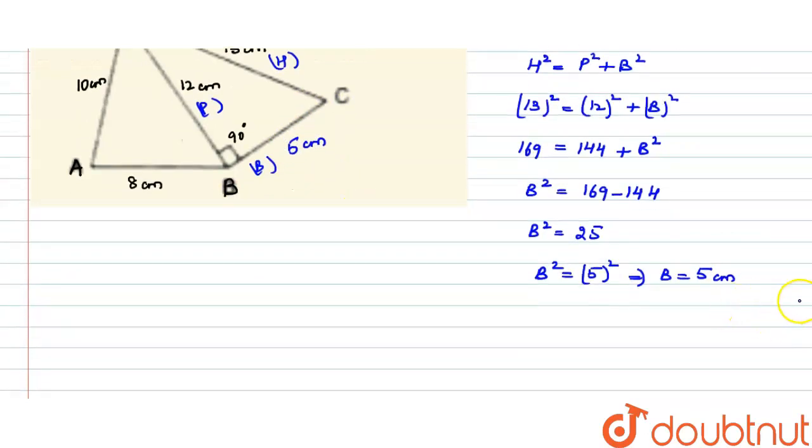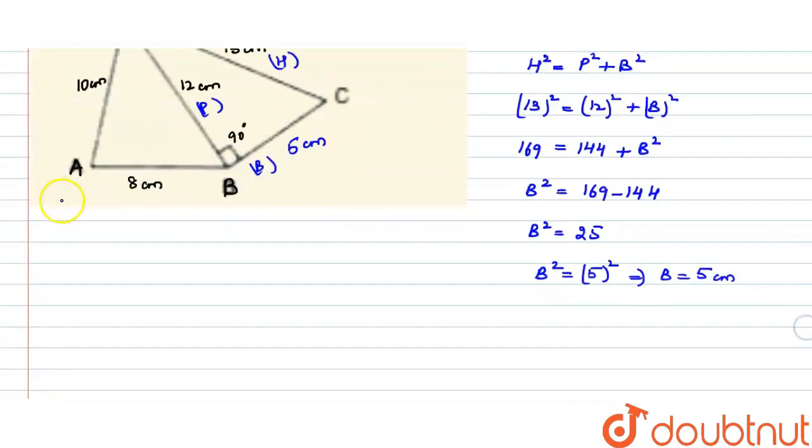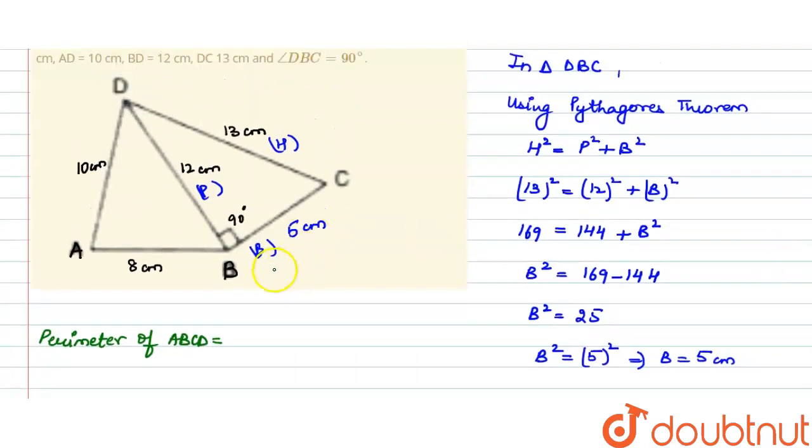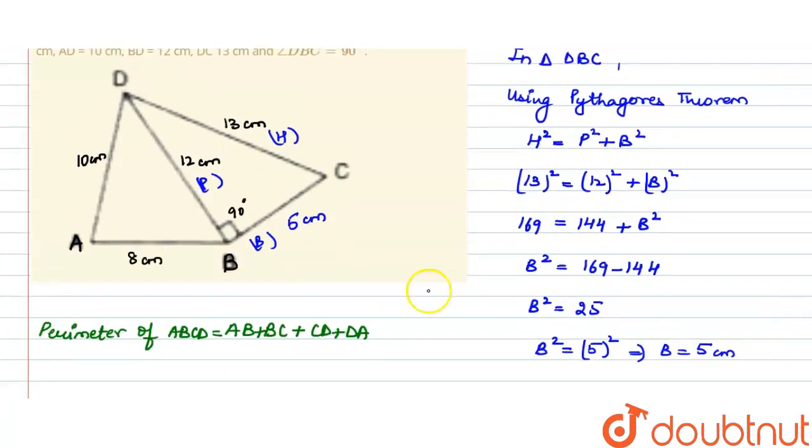Now okay, now we have got all the sides. So for finding the perimeter, now perimeter of quadrilateral ABCD, so the perimeter of ABCD will be equal to this AB plus BC plus CD plus DA. Now from the figure we know the various values, so I will write them down.